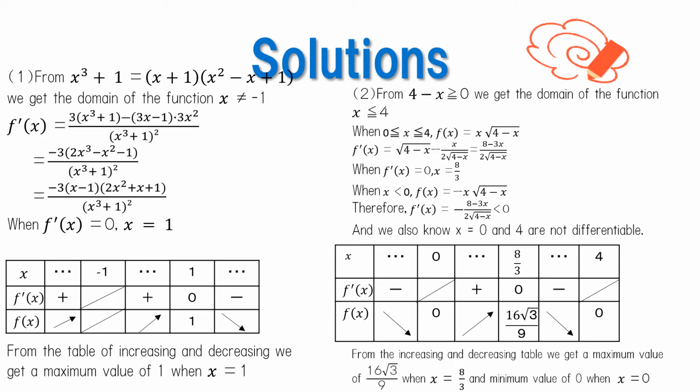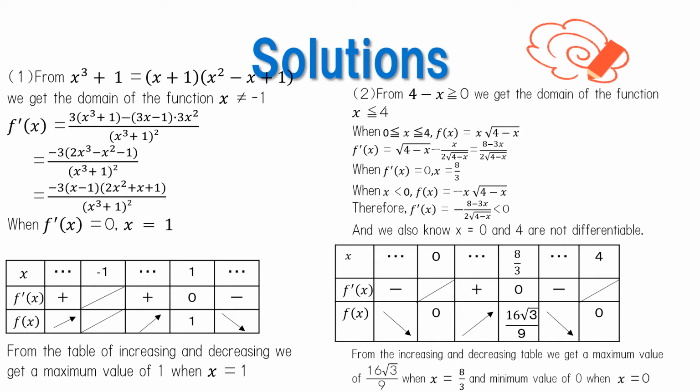From x cubed plus 1 equals parentheses x plus 1 parentheses times parentheses x squared minus x plus 1 parentheses, we get the domain of the function: x is not equal to negative 1. f prime of x equals 3 parentheses x cubed plus 1 parentheses minus parentheses 3x minus 1 parentheses times 3x squared over parentheses x cubed plus 1 parentheses squared.